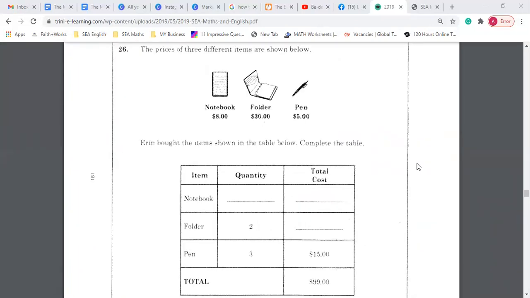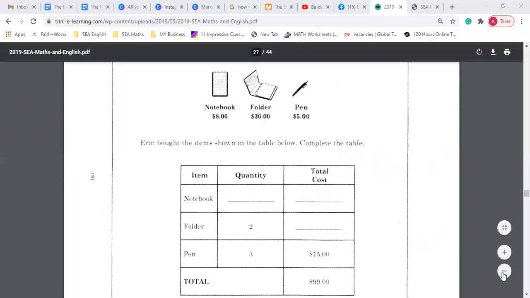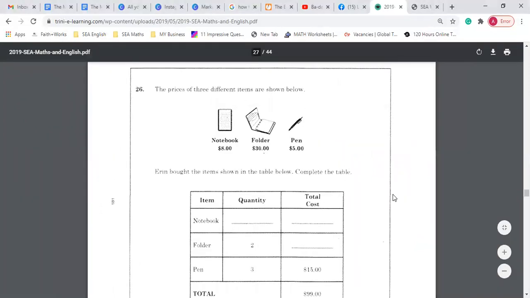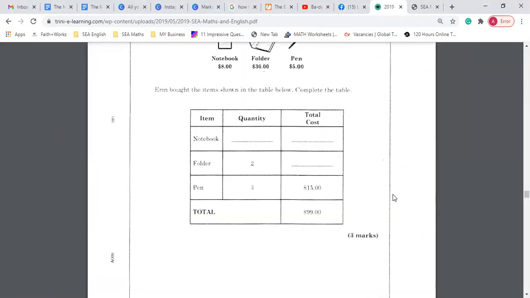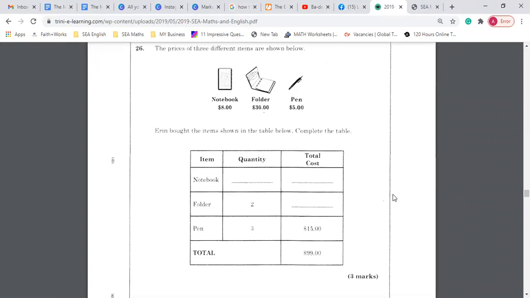All right, last one for the road. All right, so this one is 3 marks. What's the question? All you have to do is complete the table. The prices of 3 different items are shown below. Aaron bought the items. So one notebook is $8, one folder is $30, one pen is $5. All right, you have 3 minutes.